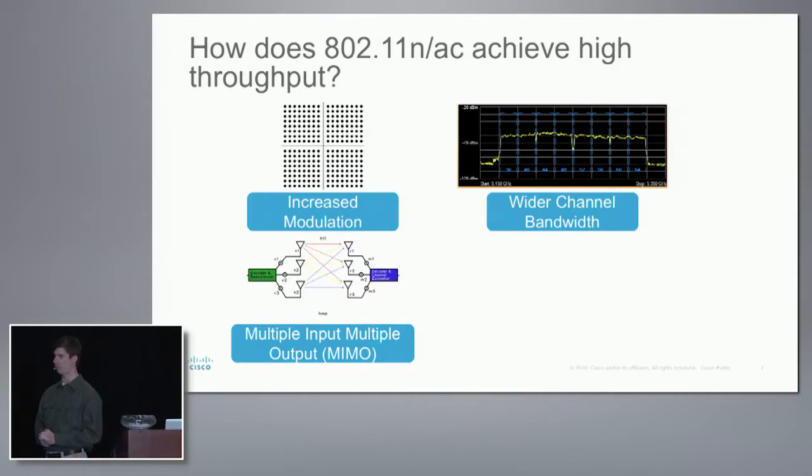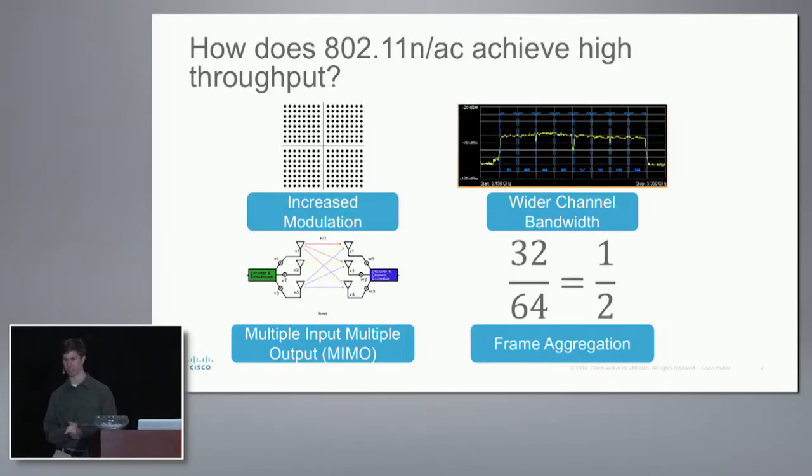MIMO, multiple input, multiple output, both single user and multi-user. Basically being able to transmit multiple transmissions to a client or multiple clients at the same time is really useful for being able to increase throughput. And then finally, there's frame aggregation. This is, I think, the unsung hero of throughput because as you have either good or poor RF conditions, your aggregation will increase or decrease, having a dramatic impact on your throughput.